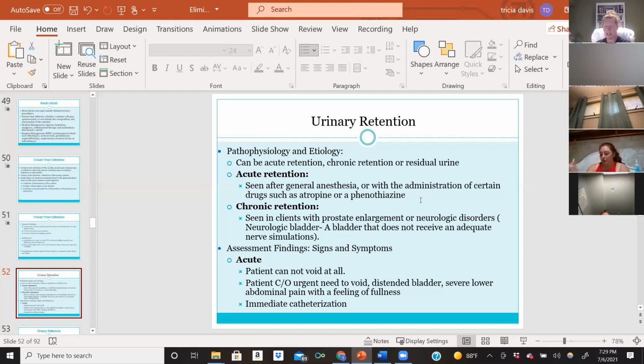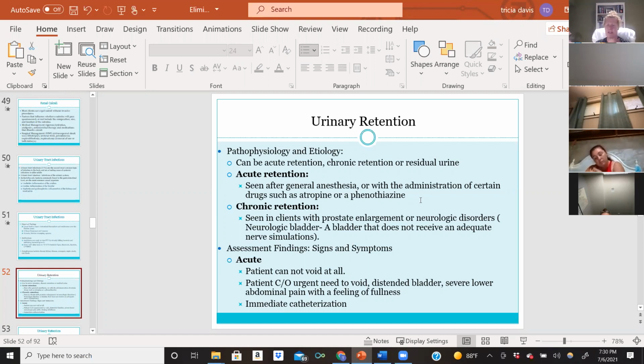And then usually there is a guideline. So you'll call the doctor and say, hey, Mrs. Jones hasn't had any urine output since 8 o'clock this morning. She only had 100 overnight. And he'll say, okay, bladder scan and straight cath for anything over 250. 250 is usually the magic number.